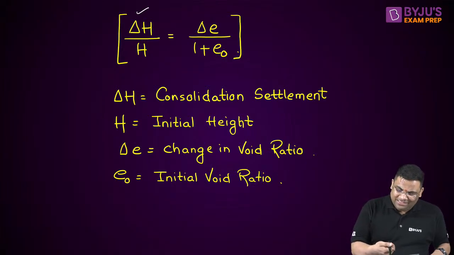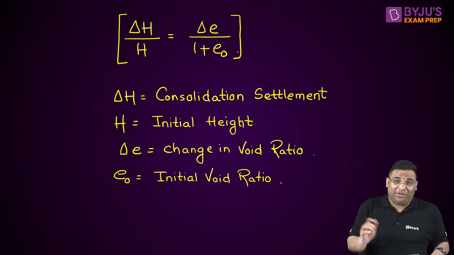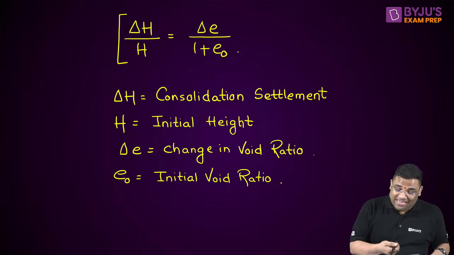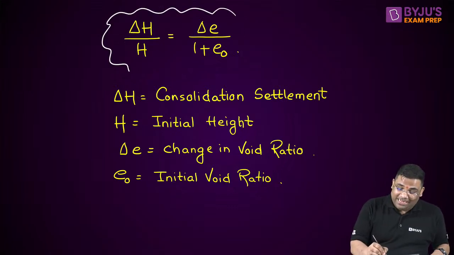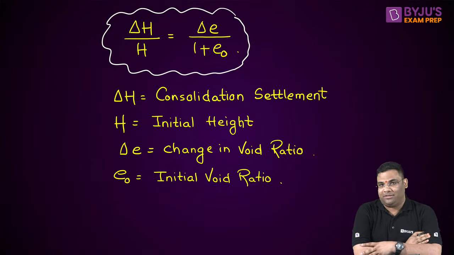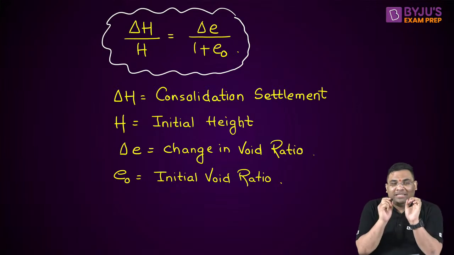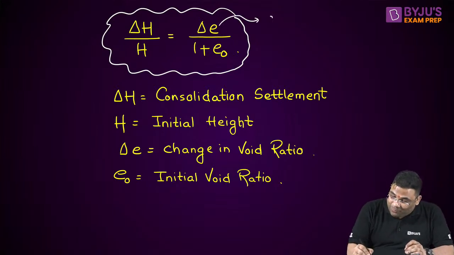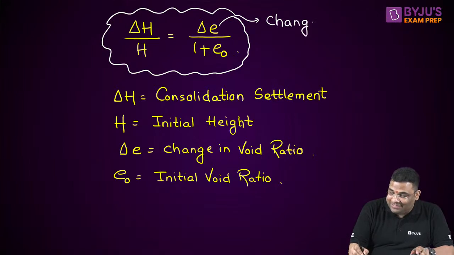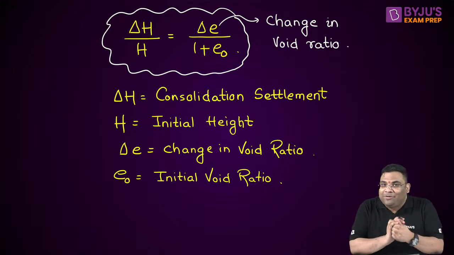But you might be thinking, sir, where are the compressibility parameters? Why did you teach us those parameters and waste so much of our time? If this equation was so easy, I can directly use this equation, right? Why is there a need for the compressibility parameters? The answer I will just tell you. To use this equation, you should know the change in void ratio. If you don't know the change in void ratio, how will you find out the settlement using this equation?